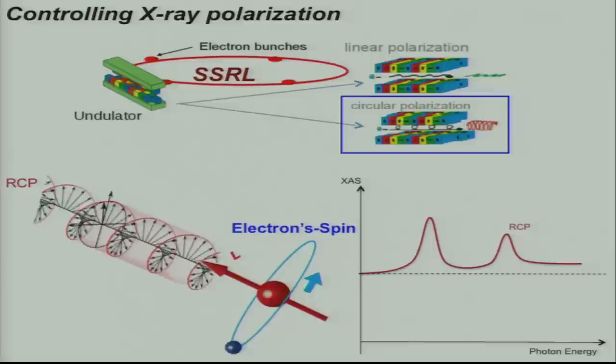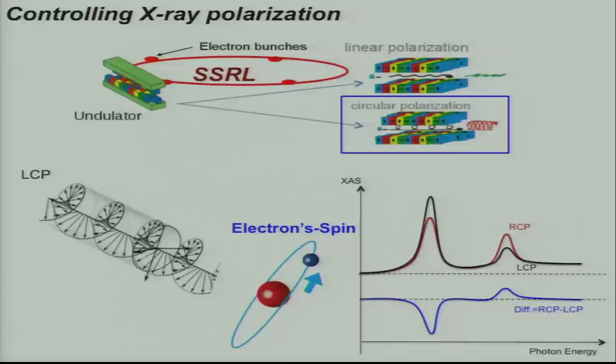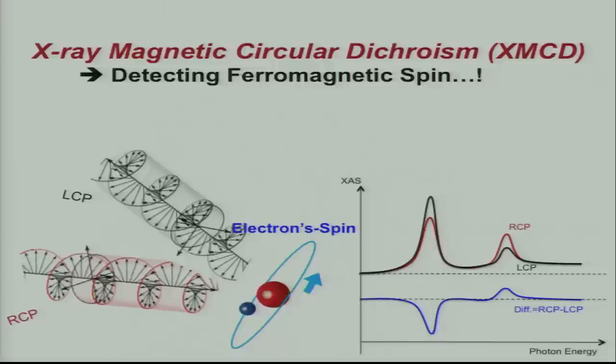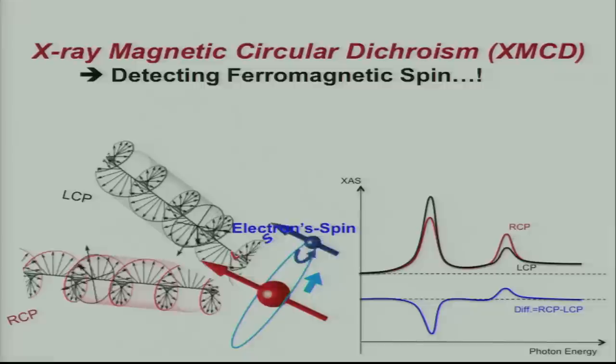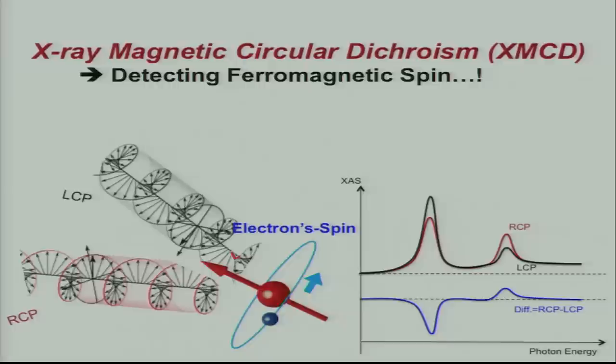Also, when you change the X-ray polarization, the synchronization is the other way, and then you get another spectrum. When you get a difference, it tells us there is ferromagnetism. You don't need to understand it in great detail. One thing: if you see the difference through the polarization dependence, especially circular polarization dependence, this material shows ferromagnetism. This is a key ingredient.